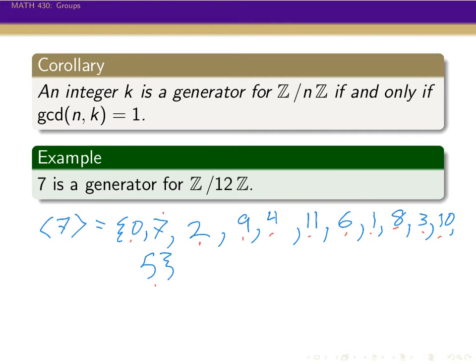So they are all there. It's out of order because we're doing this based on multiples of 7, but they are all there. So 7 is a generator for Z mod 12Z. And we could do the same thing with any other number that's relatively prime to 12. So we also have that 5 and 11 and 1 are also generators, because those are the elements that are relatively prime to 12.